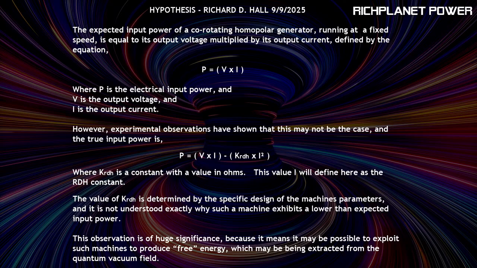Now K, and I've marked it K RDH, the RDH constant, is a value in ohms. The value of K is determined by the specific design of the machine's parameters, and it is not understood exactly why such a machine exhibits a lower than expected input power. This observation is of huge significance because it means it may be possible to exploit such machines to produce free energy, which may be being extracted from the quantum vacuum field. So that's my current hypothesis. Maybe I should publish that.